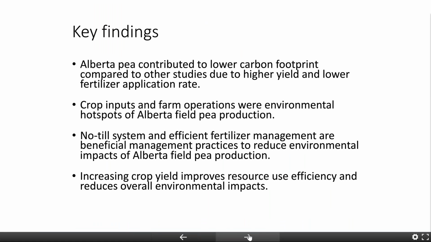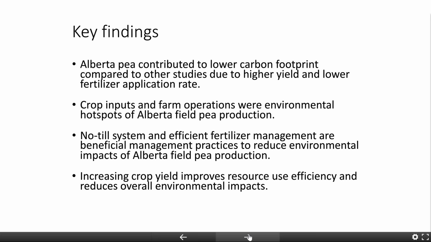So we also looked at some other sensitivity analysis in doubling, tripling our yield, doubling, tripling, quadrupling our fertilizer rates. And we played with the numbers to look at how much of an impact that would have. And we had some interesting results as well, nothing that you wouldn't logically expect. But some of the results were a little bit messy, and I didn't want to get into it too much, but I will entertain some questions there as well. Our key findings, though, in this were that the Alberta Field P contributed to lower carbon footprint compared to other studies, because we typically do get higher yields and we have lower fertilizer application rates.